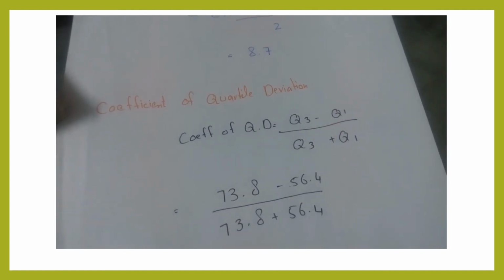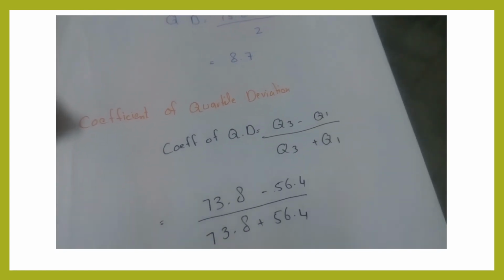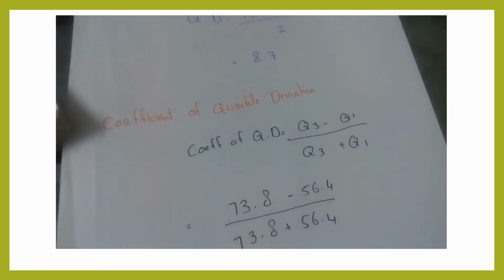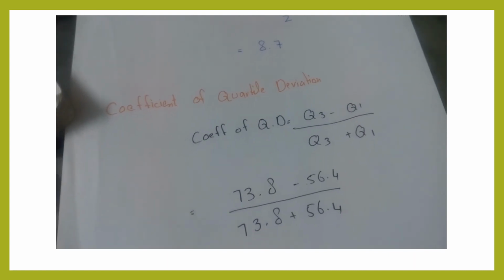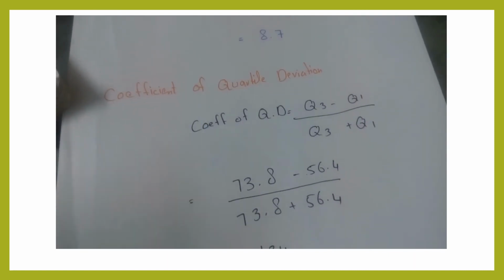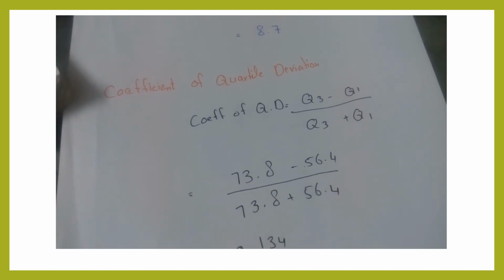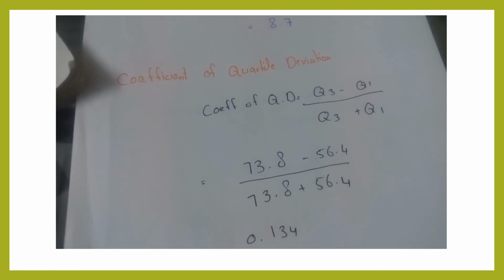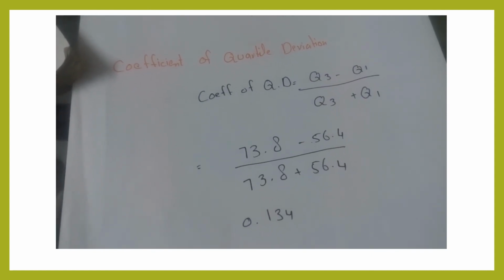Q1. Same formula as compared with range. The difference is that in range it is maximum value minus minimum value, and in quartile deviation it is Q3 minus Q1. And the same example: 73.8 minus 56.4 divided by 73.8 plus 56.4, and the coefficient of quartile deviation is 0.134.